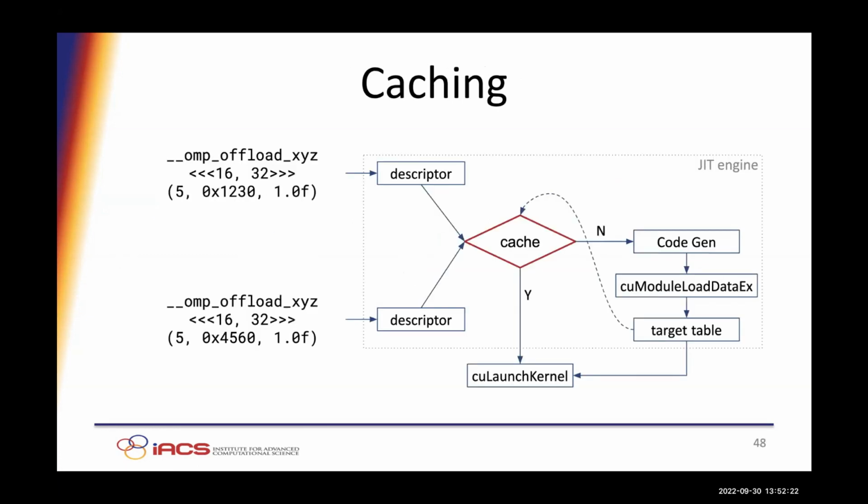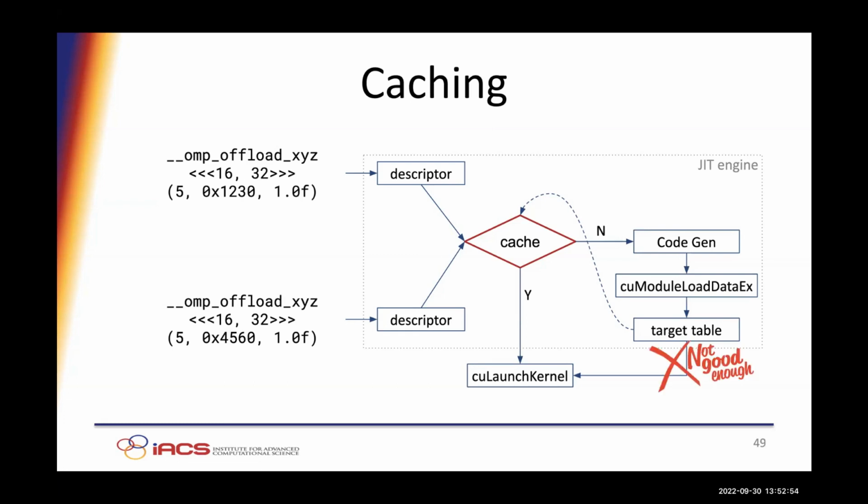Okay, since we can identify kernel launches now, we add a cache to the JIT engine. When a kernel is launched, a descriptor will be created first. Then that descriptor will be used to check if there is already a compatible image loaded to the device. If yes, use that directly and launch the kernel. If not, JIT the image, load it to the device, get the target table, put it into the cache for later use, and launch the kernel.